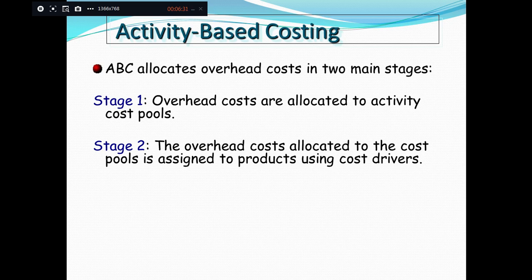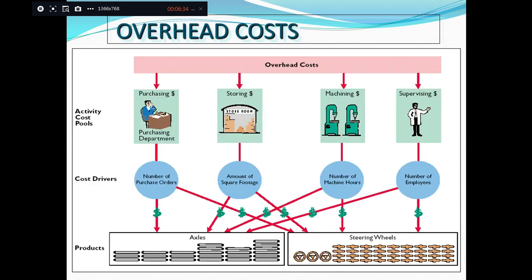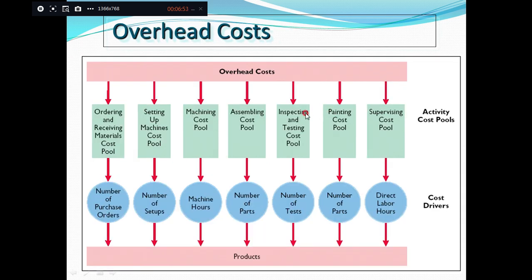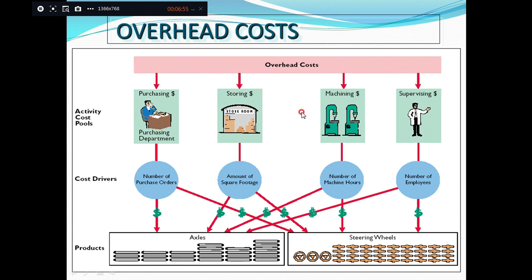So how can they be allocated? Let us see the overhead costs. Here you have the overhead costs in the purchasing department, in the storing department, in the machining department, and in the supervising department. There is activity which consumes cost. In the purchasing department, we will purchase the resource, then we will store it, and we will machine or reproduce the material using human labor, and there is supervision for the completion of the job.